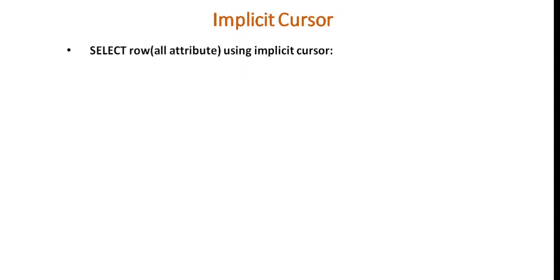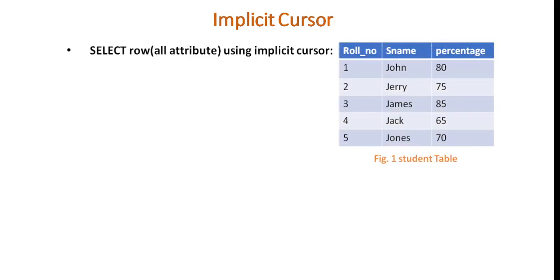Now we'll see how to select all attributes, means how to select the entire row, and how to display the entire row using an implicit cursor. Again the same table is there. In the declare section now, instead of declaring individual variables, I have created a single variable.